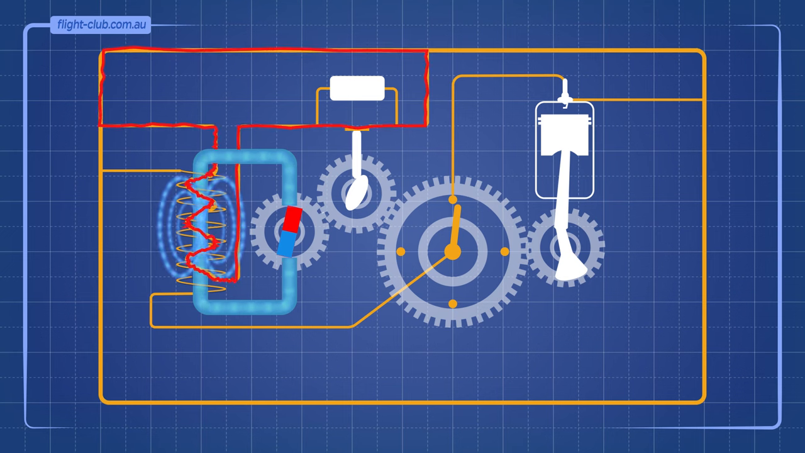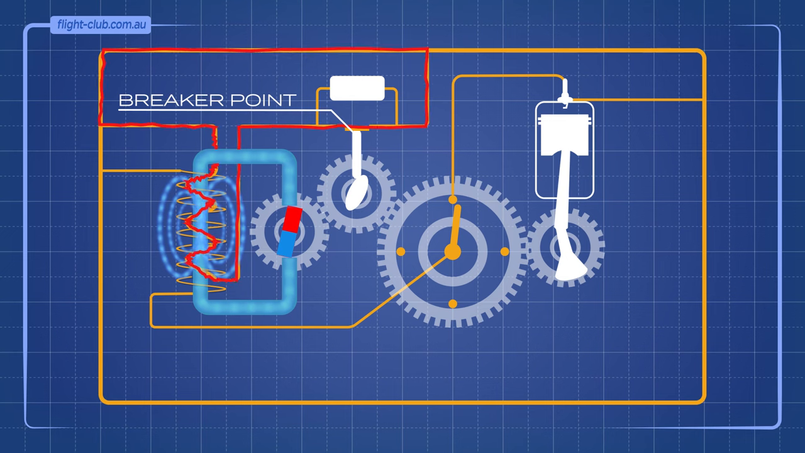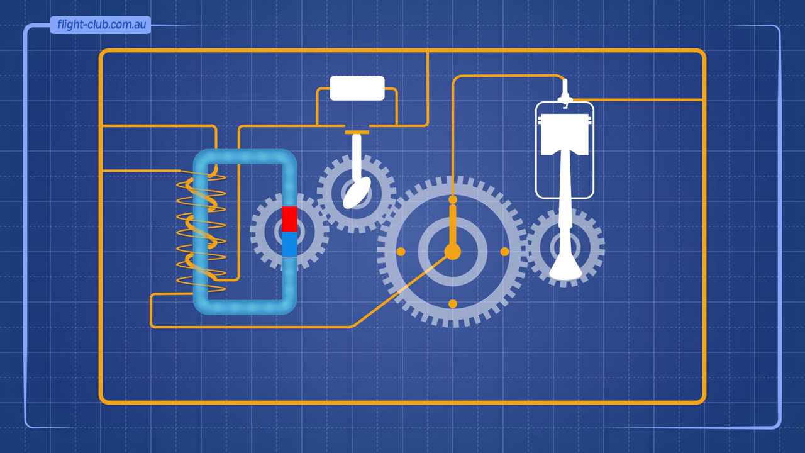In a magneto, the breaker point is used to suddenly stop the current in the primary coil. The breaker point is driven by a cam connected to the gear system. The breaker point opens and stops the current twice per crankshaft revolution. When the breaker point opens, it suddenly stops the current in the primary coil.